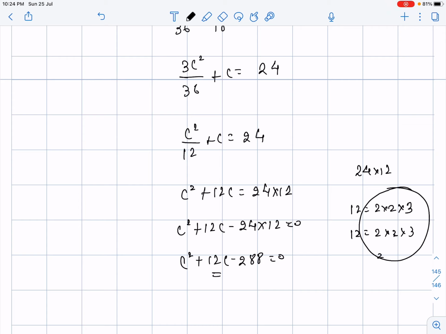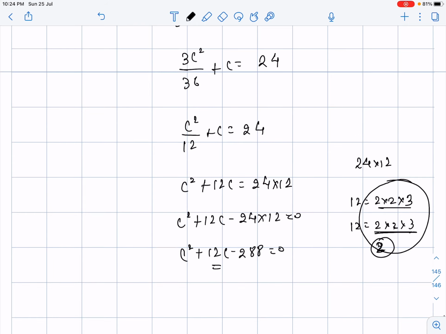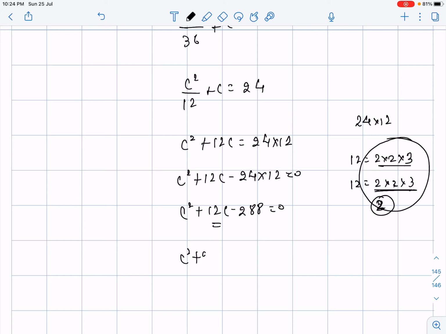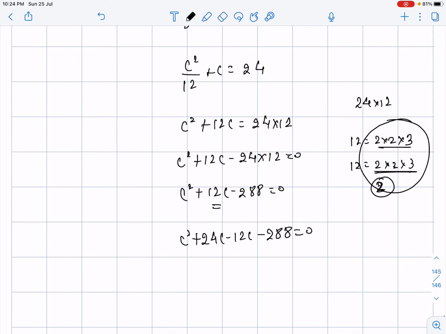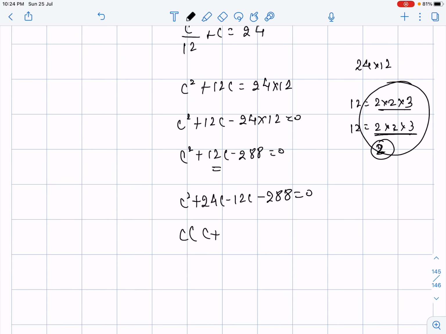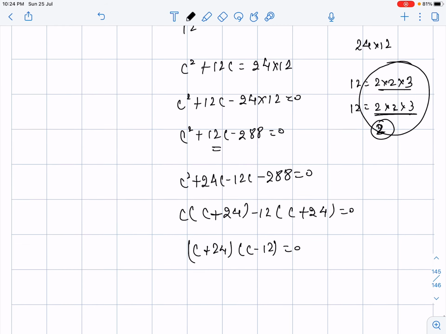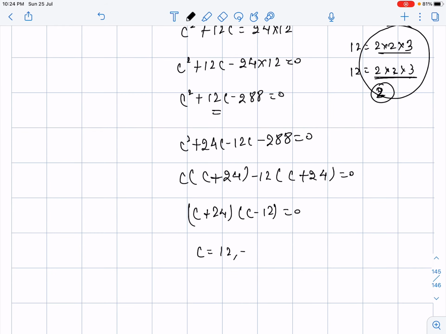So how can we make it? Let's see, a 12 will get generated over here, and 12 multiplied by 2, 24, will get generated over here. So we may write C squared plus 24C minus 12C minus 288 as 0. That means C multiplied by C plus 24, then minus 12 as a common factor, multiplied by C plus 24 is equal to 0. That means C plus 24 multiplied by C minus 12 is equal to 0. That means C can be 12 or it can be minus 24.